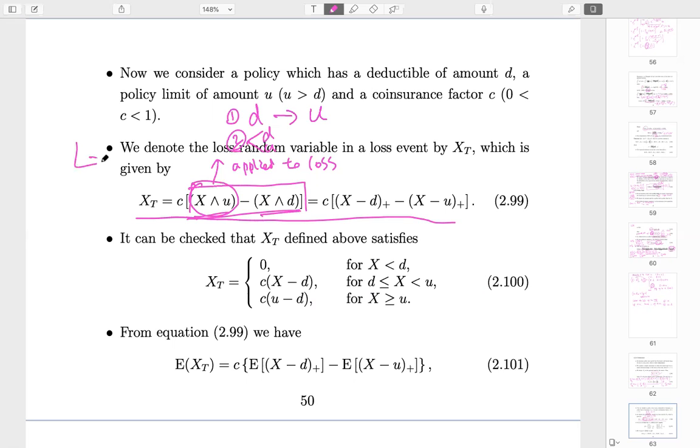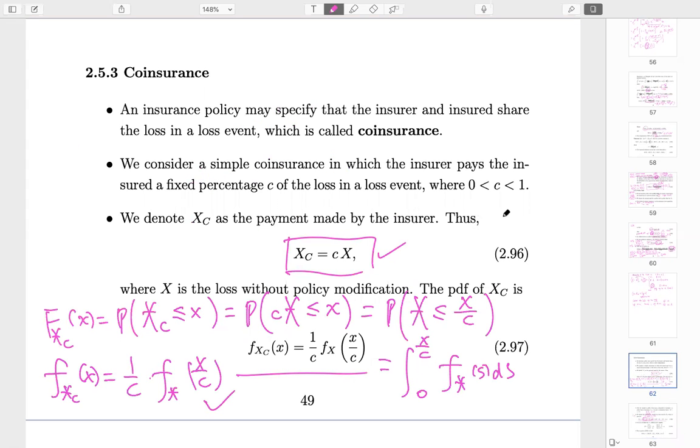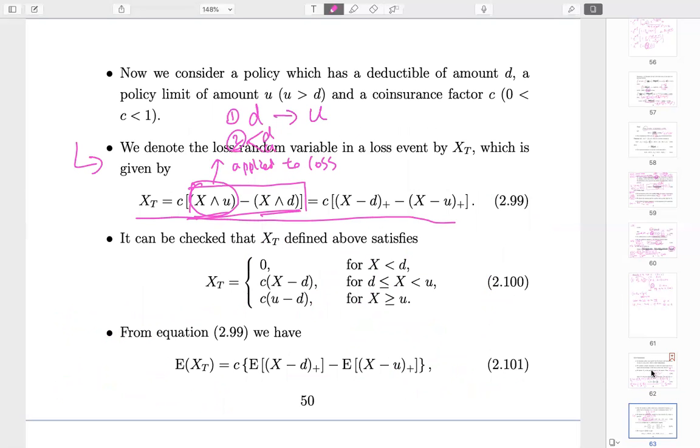In this particular dot point, they have 3 modifications: deductible, policy limit, and co-insurance. Co-insurance is the easiest way to understand. By the way, here they define C to be the proportion paid by the insurance company. So 1 minus C will be the part paid by the customers or the policyholders. That's why it will be C times whatever remains. This is the part we have. You can easily separate them into 3 different scenarios, right?